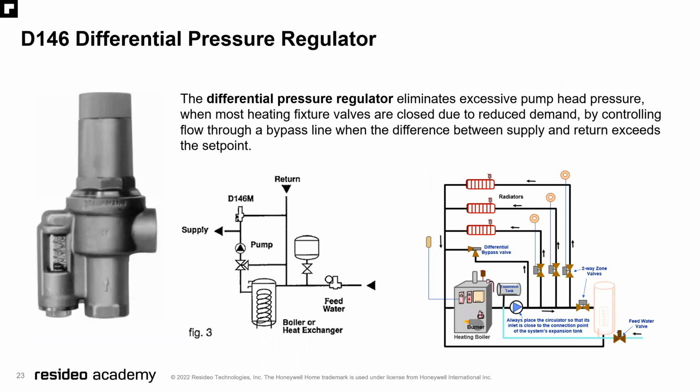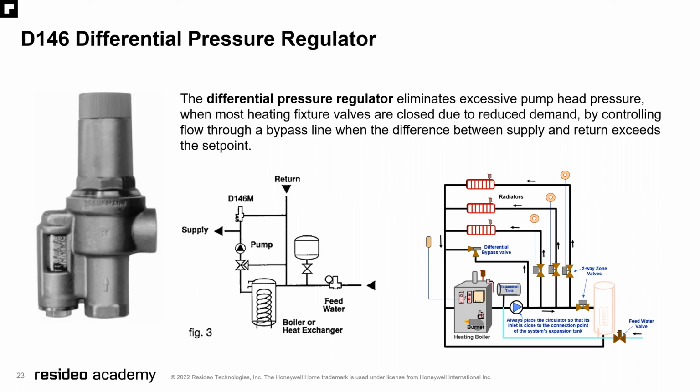The D146 differential pressure regulator eliminates the excessive head pressure when most heating fixture valves are closed due to reduced demand by controlling flow through the bypass line where the difference between the supply and return exceeds the set point. The way I explain this to the team is you've got a multiple valve system that has a big enough pump to have hot water reach all the fixtures, but now you only have 1 or 2 valves calling, and now you have excess head pressure. Rather than have pipes rattle and have excess wear and tear on the system, installing a bypass valve allows that extra pressure to go somewhere.